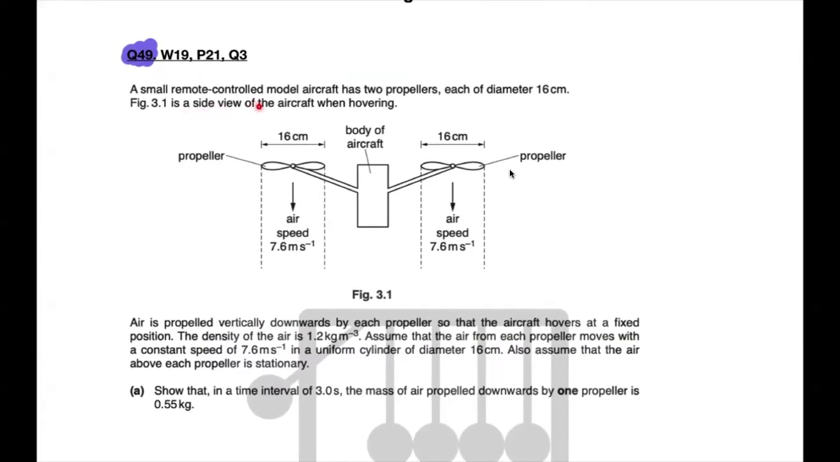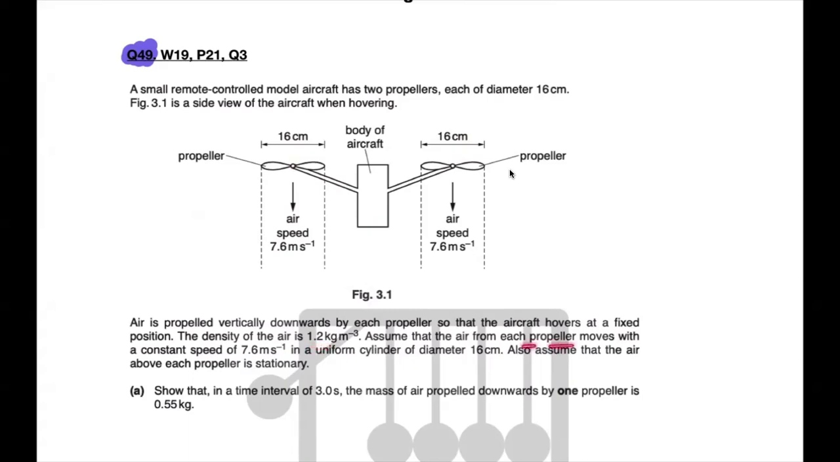A small remote controlled model has two propellers, each of diameter 16 centimeters, right? So diameter is given, and basically you can see this tracing out a cylinder as well, right? Air is propelled vertically downwards by each propeller so that the aircraft hovers at a fixed position. So obviously there's the weight of the aircraft which acts downwards. For it to hover at a fixed position, the propellers must exert overall an equal force upwards. Density of the air is given.